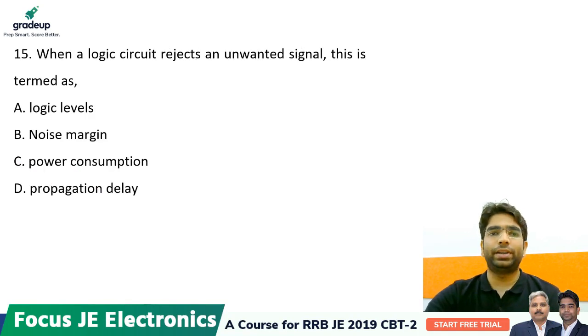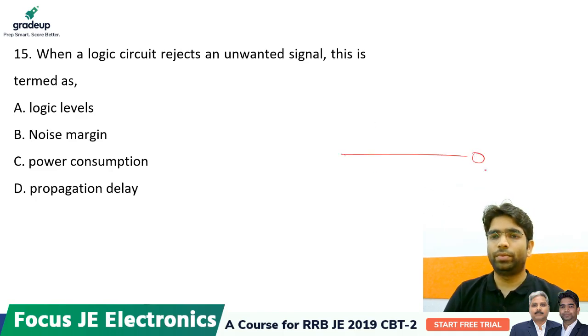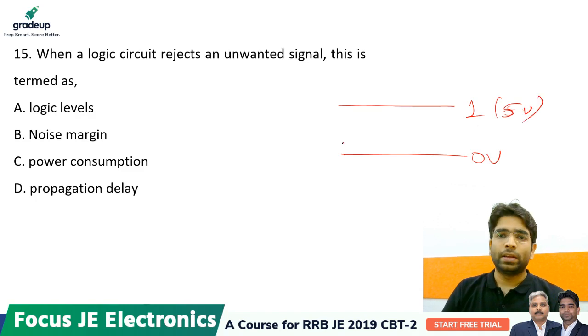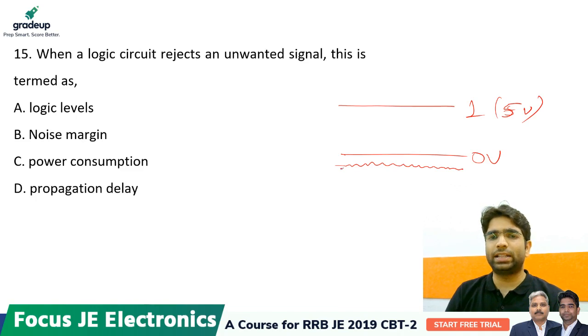When a logic circuit rejects an unwanted signal, this is termed as unwanted signal rejection. Suppose this was logic 0 volts, this was for logic 1, and this level was set to 5 volts, and this noise or some unwanted signal was present at this phase. So the amount of rejection that can be offered by a logic is noise margin.